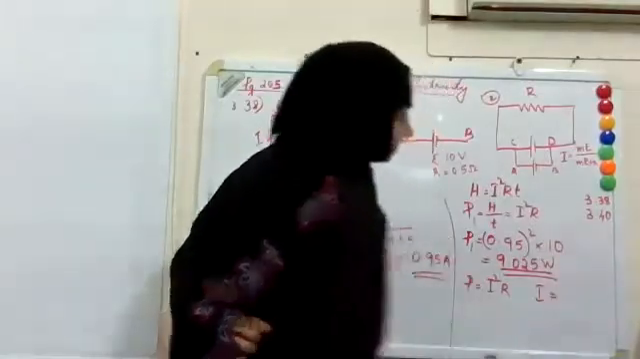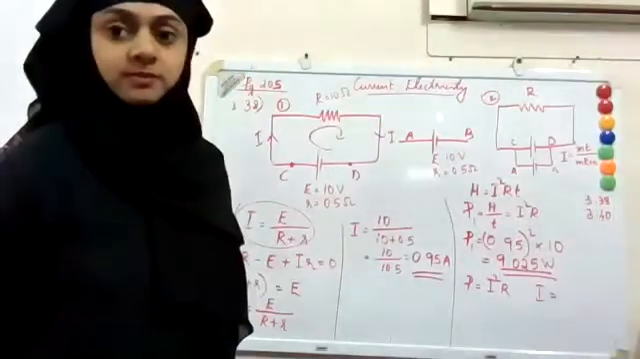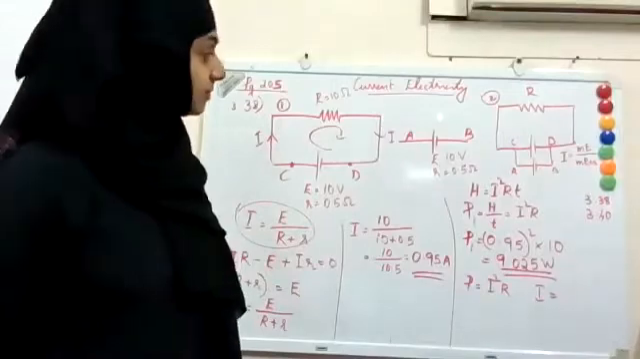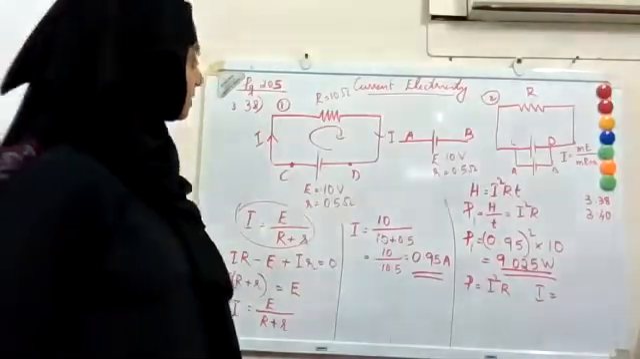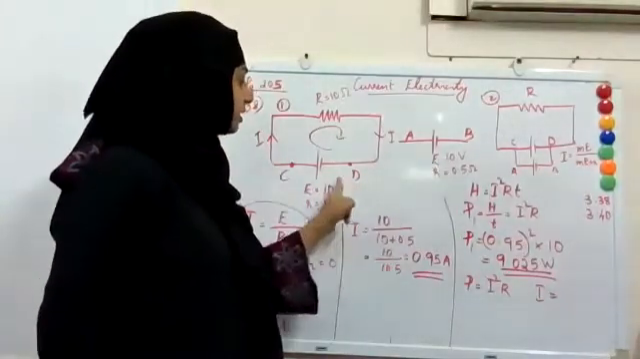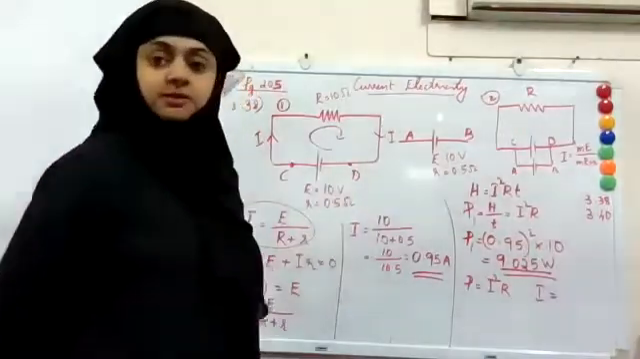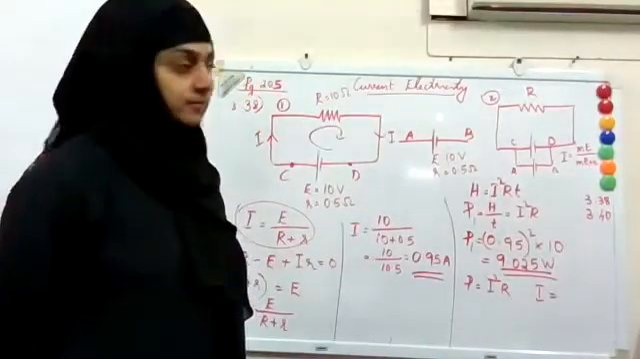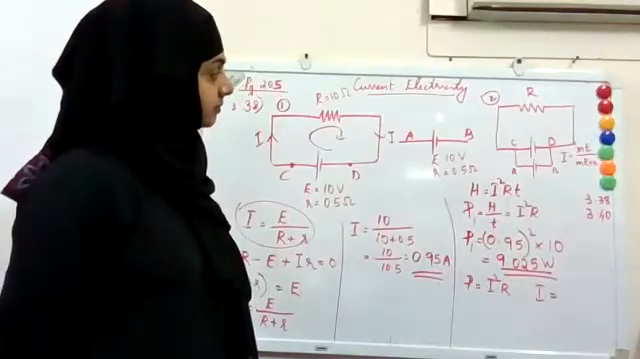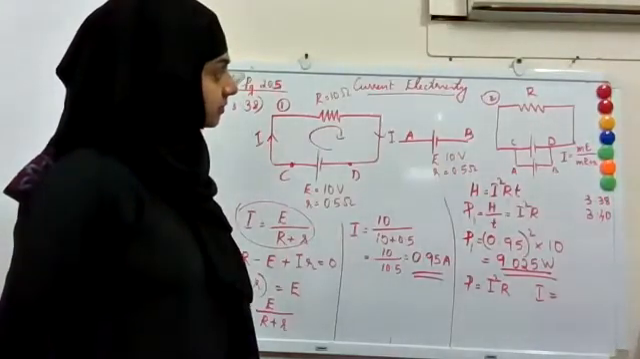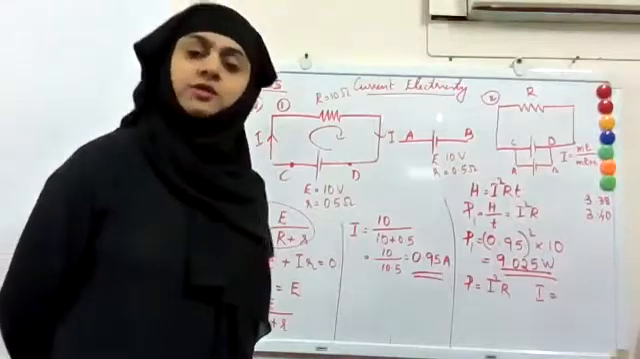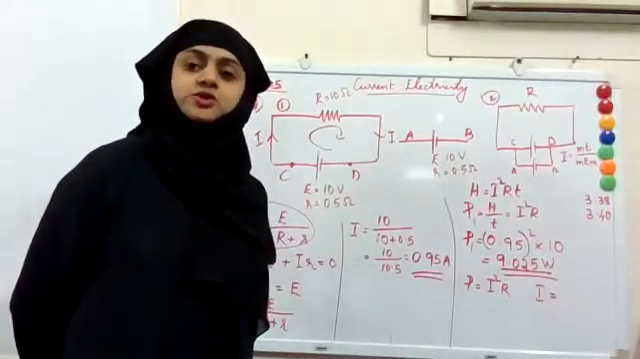Teacher, the EMF of the circuits are the same, right? E is equal to 10 volt, R is equal to 0.5. The EMFs are the same, then we can multiply by 2, right? If we find one current and multiply by 2. No. How can we multiply that directly by 2?